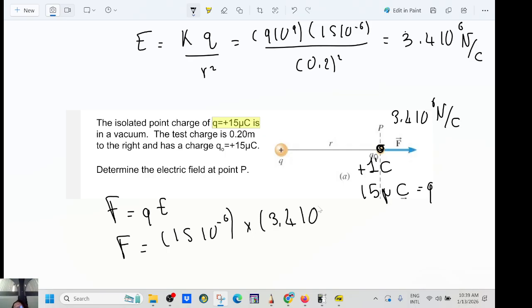this. Do you agree? You can think of that. This is for 1 Coulomb. So if you have 15 microcoulomb, you just multiply. F equals QE. Okay, like F equals mg. Yes?